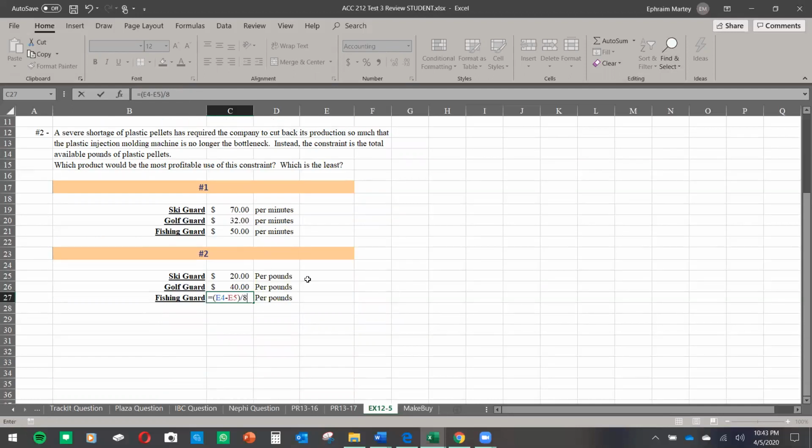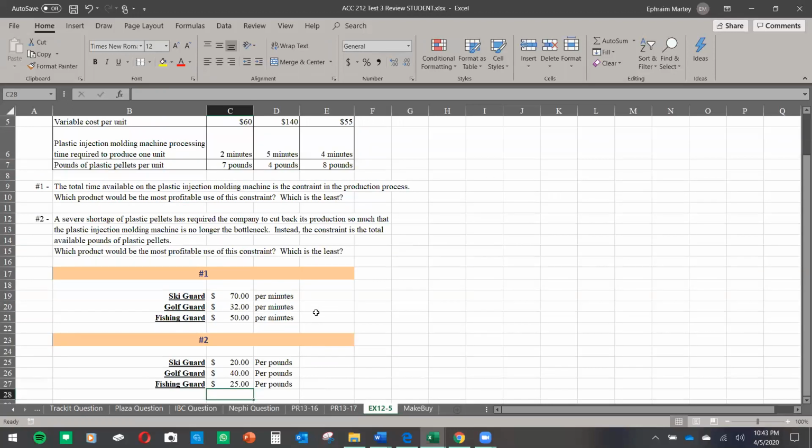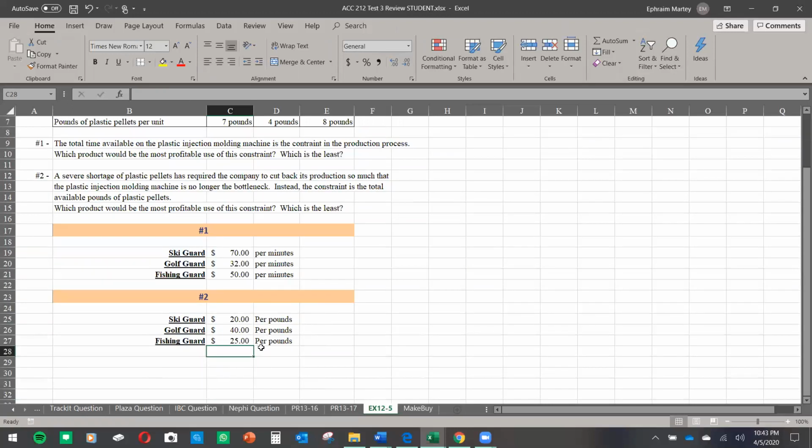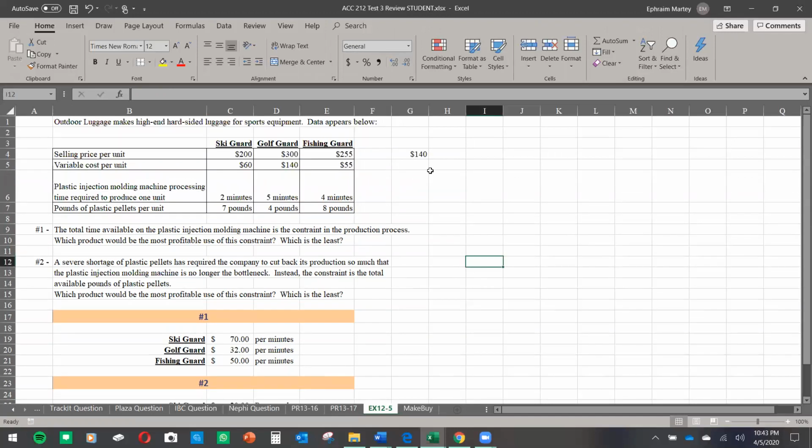The constraint is 8 pounds. According to the pounds constraint, which one is favorable? Obviously, golf guard is favorable according to this constraint. So all you need to do is find the contribution margin, that is the selling price minus the variable cost, which is what we have. But it will take us 2 minutes to make this.